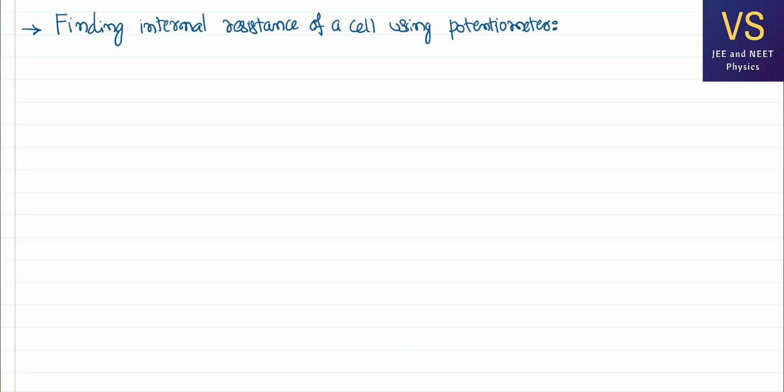Well, here in this video, we would like to find out the internal resistance of a cell using a potentiometer. So let's quickly have a look at the design of a potentiometer. How does it look like, right? It will have a wire, a manganese wire with a high specific resistance and low temperature coefficient.